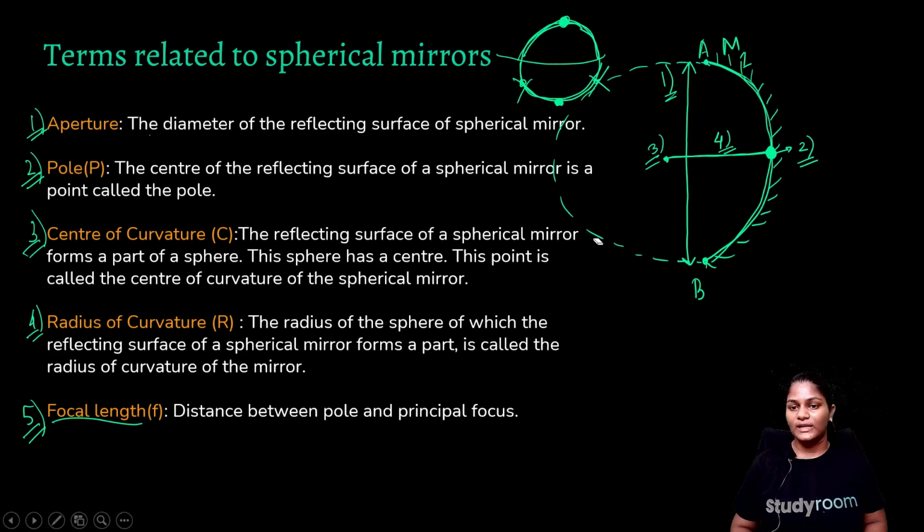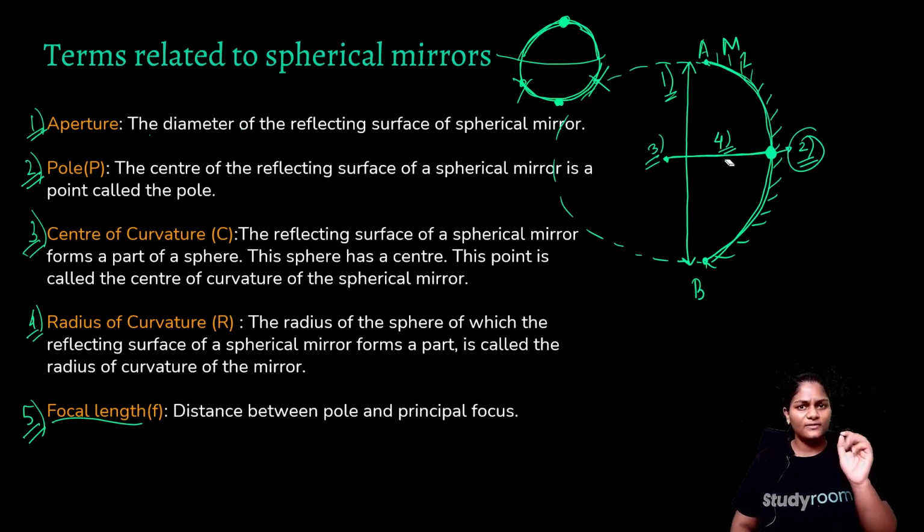Now what is the focal length? This is going to be of a lot of importance. The focal length is basically the distance between the pole and the principal focus. Now pole we know, right here we've marked number 2, pole. But what is the principal focus? Right now I'll just define it in a very layman's way, but as we go forward in this video, we would understand what the principal focus is.